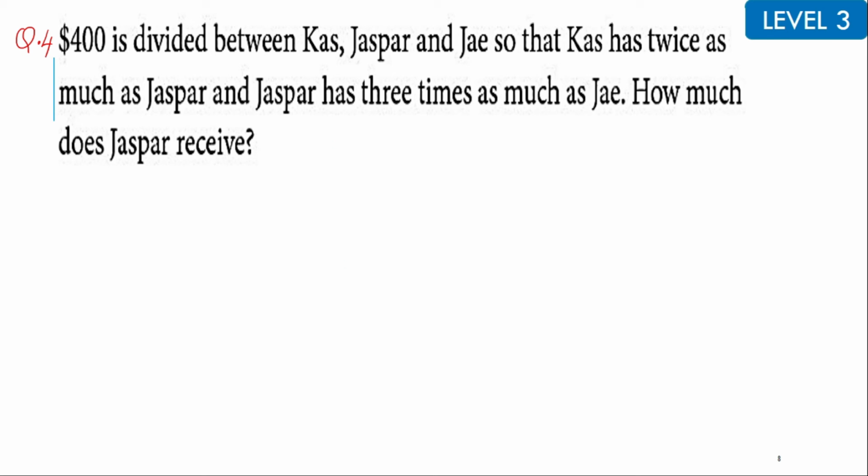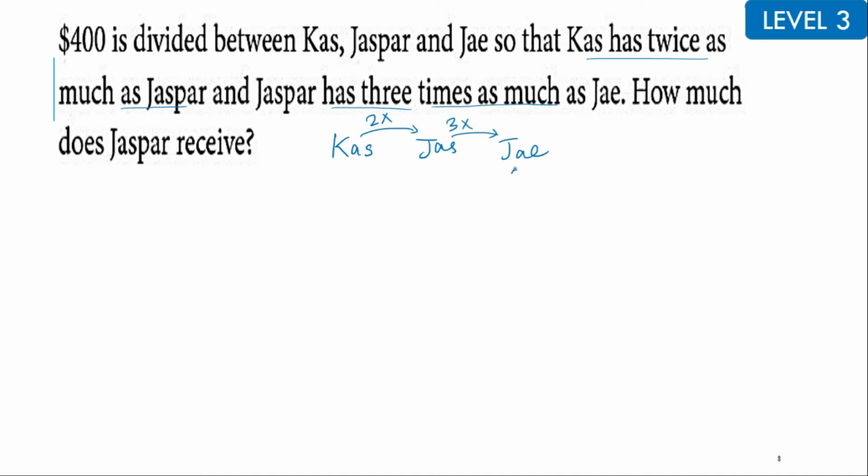Now don't get confused reading the names and twice and thrice, so many words confusing there. Let's just start from the names. Cass, Jasper and Jay. Now Cass has twice as much as Jasper, so Cass has twice of what Jasper has, and Jasper has 3 times of what Jay has got.